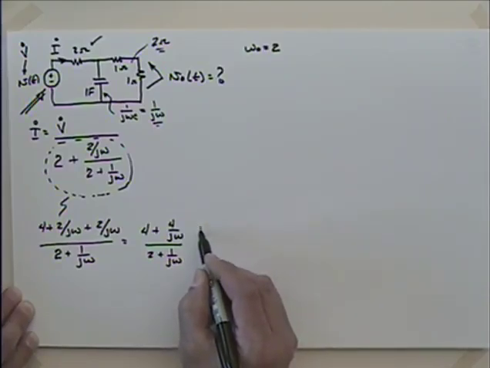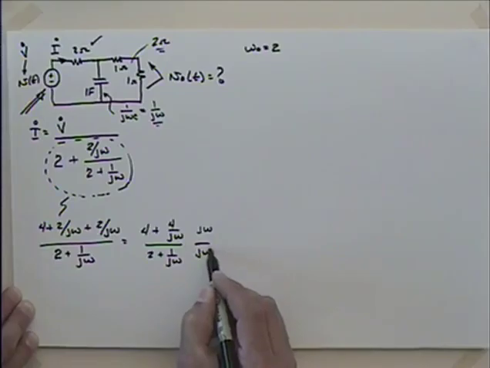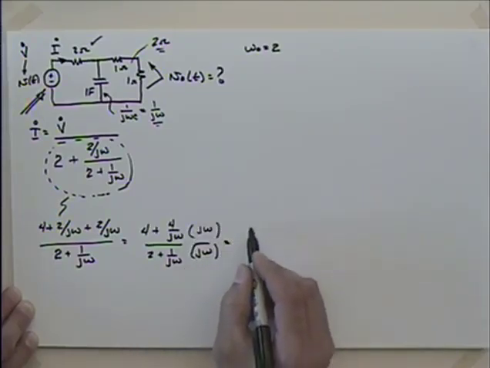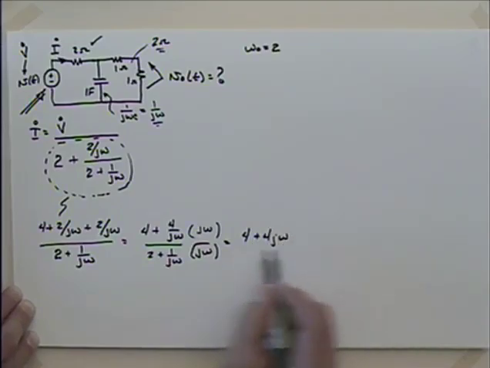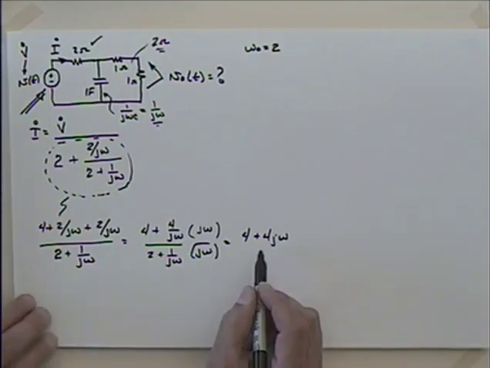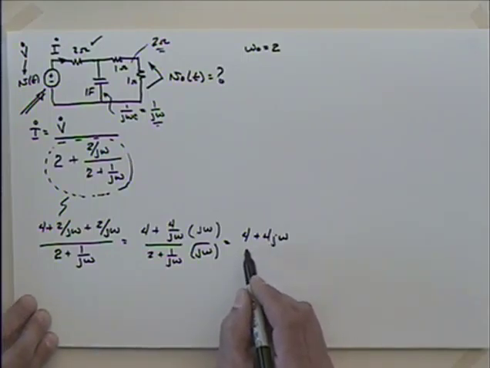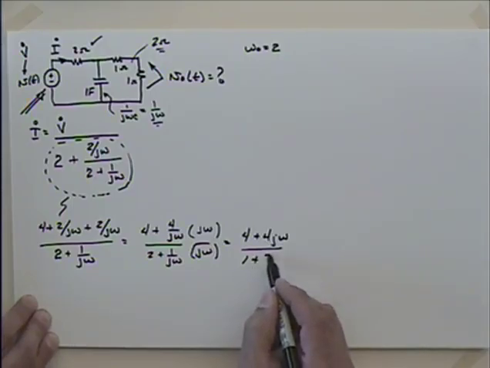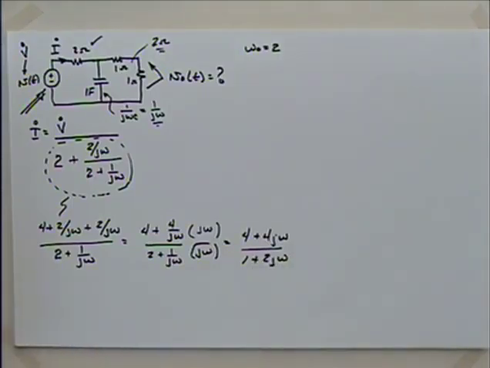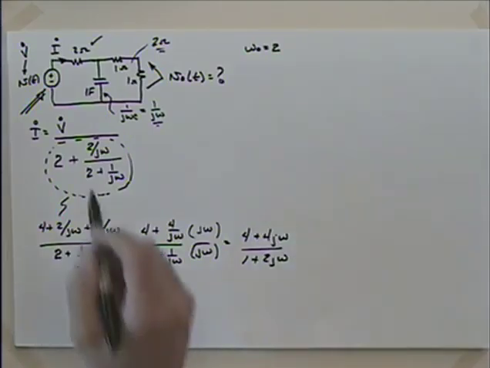So we'll multiply by 1. I'm going to multiply by a weird one, j omega over j omega, which should give me, what, 4? Yeah, 4 plus 4 j omega. I switched the terms there because I always like the complex term second. And then this is going to be 1 plus 2 j omega, again switching order of the terms. Okay, so that was what was there.